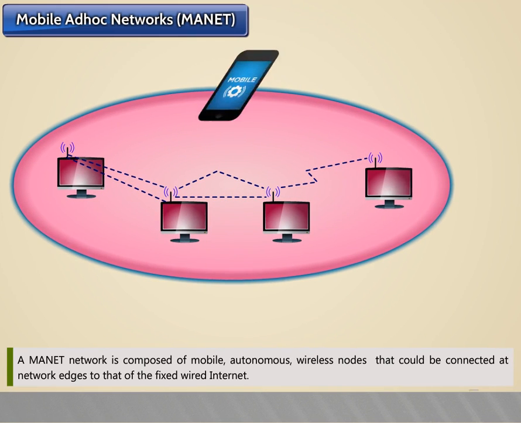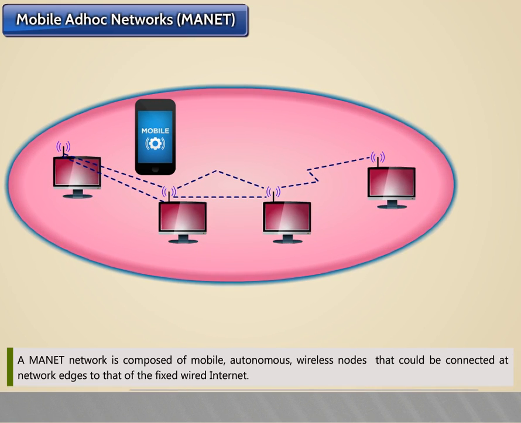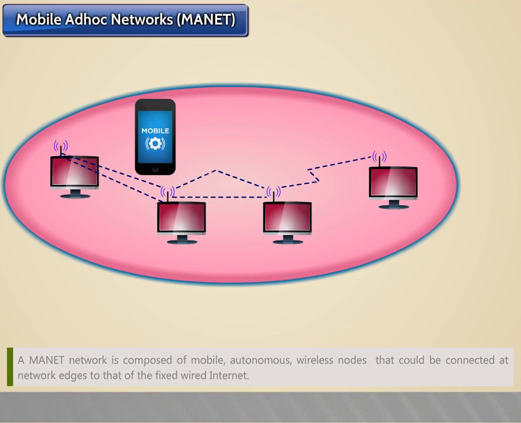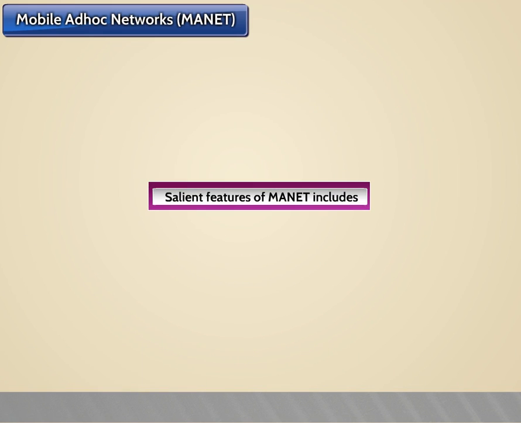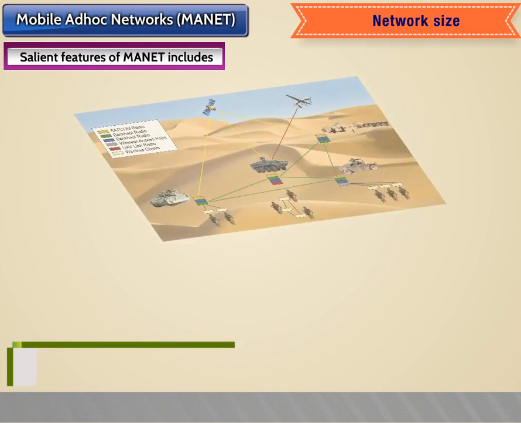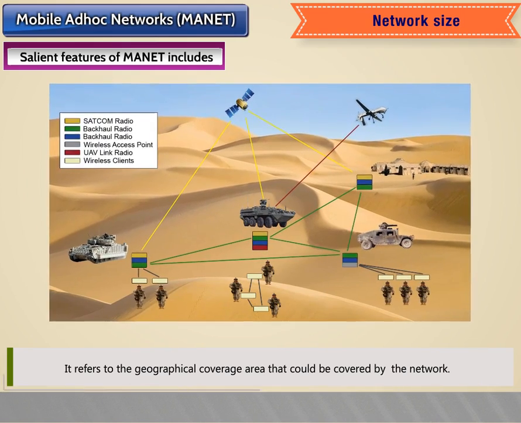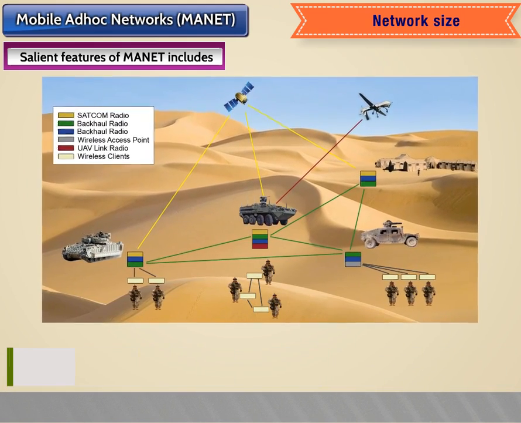A MANET network is composed of mobile, autonomous, wireless nodes that could be connected at network edges to the fixed wired internet. Salient features of MANET include network size. It refers to the geographical coverage area that could be covered by the network.